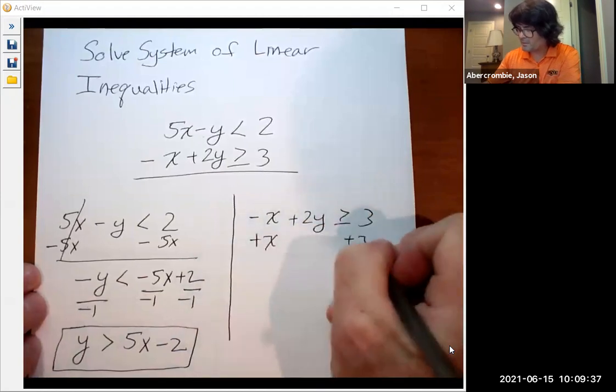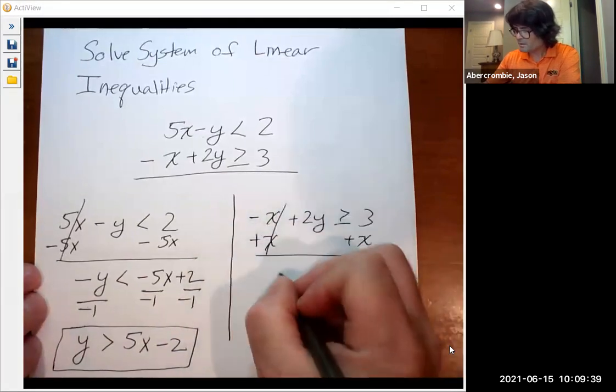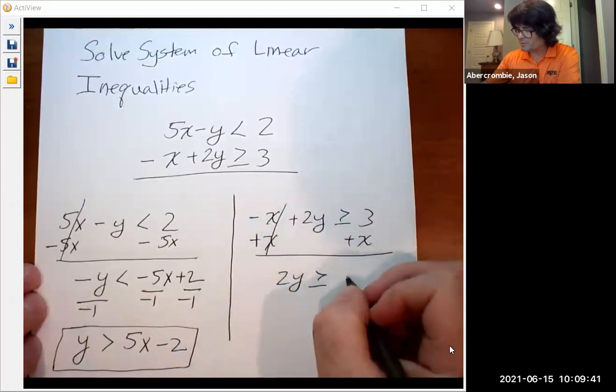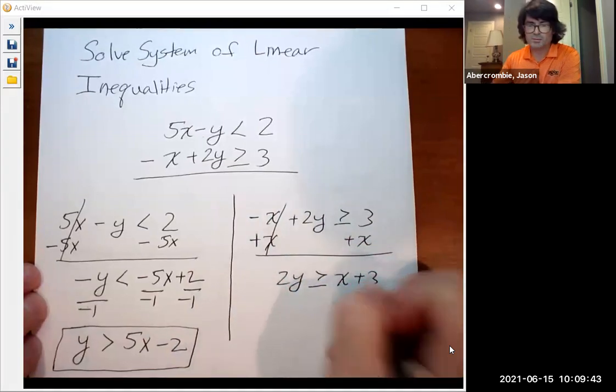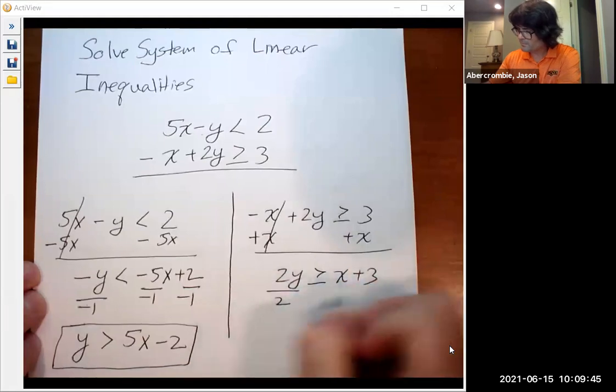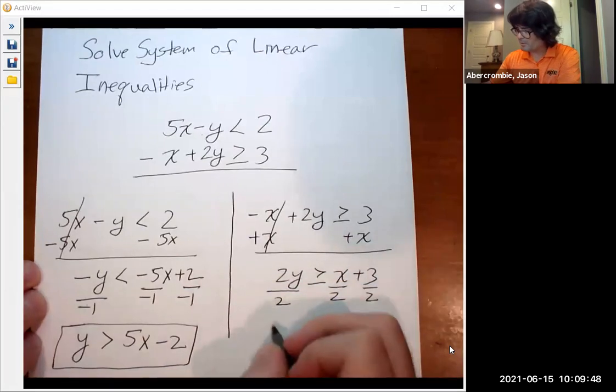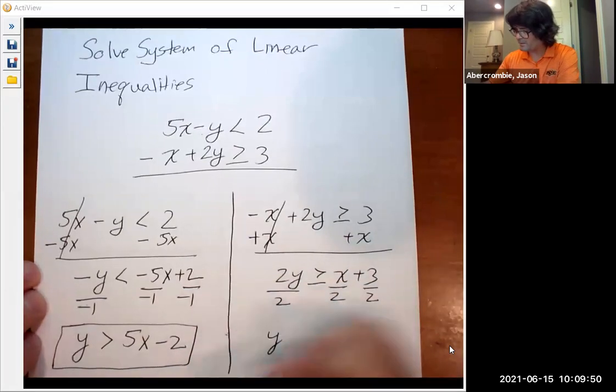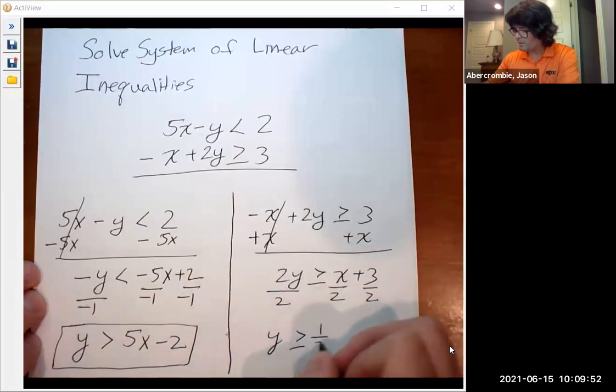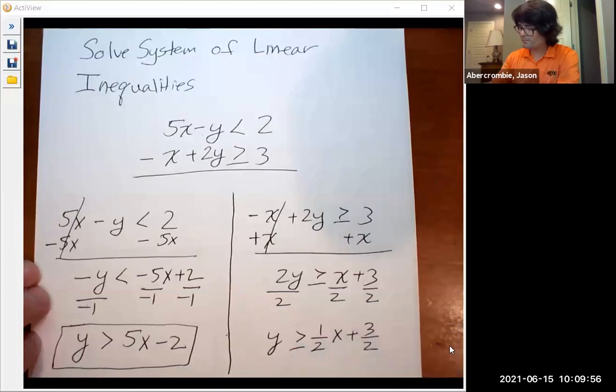That's an easy thing to forget. Here we're going to add x to both sides. We get 2y is bigger than or equal to x plus 3. Divide by 2 everywhere, and this time we'll leave the sign alone: y is bigger than or equal to 1/2 x plus 3/2.